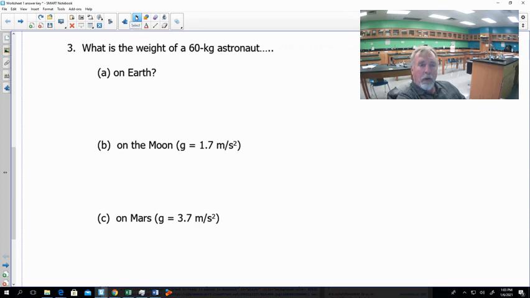Now weight, we talked about that briefly, but weight is simply the force due to gravity. Right? So the mass of something times the acceleration due to gravity on Earth's surface, that acceleration we've been using as 10 meters per second squared. So these calculations here are just talking about weight, and it's really trying to get us to think about how gravity fits into weight.